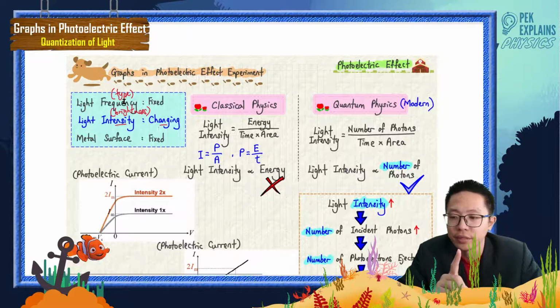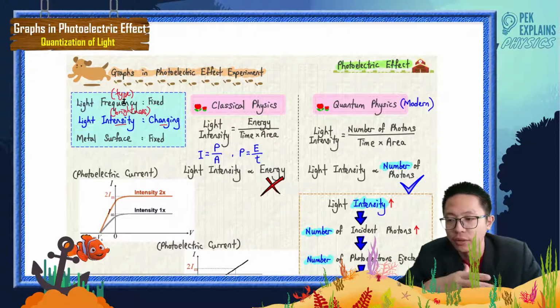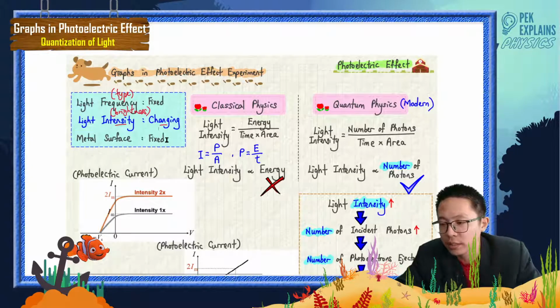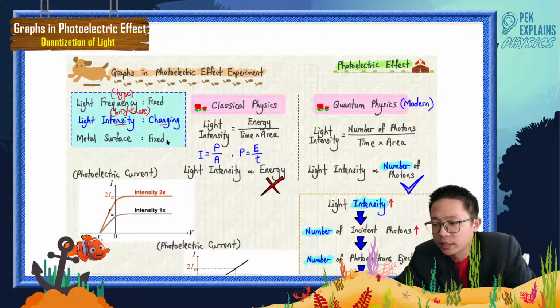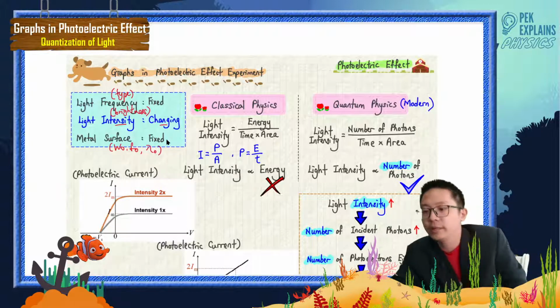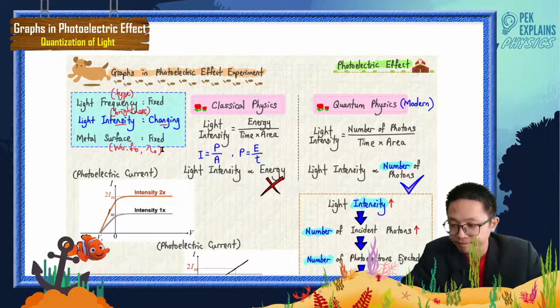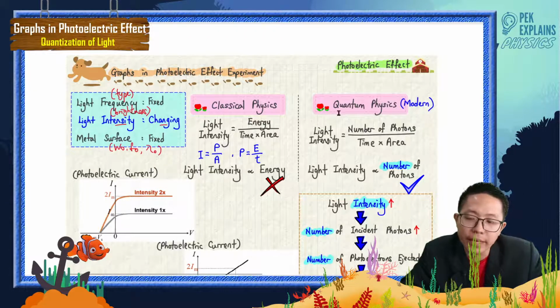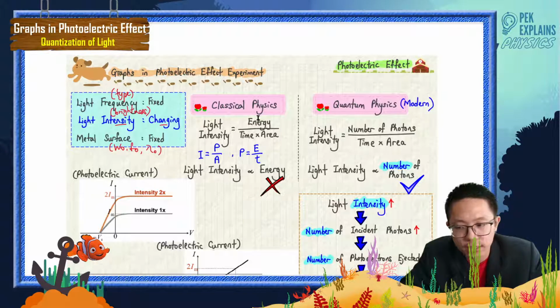I just use one type of light, maybe the blue light. The metal surface also I fix. The metal surface is related to the work function, or the threshold frequency and the threshold wavelength. I fix all that. Okay, back to classical physics and quantum physics.